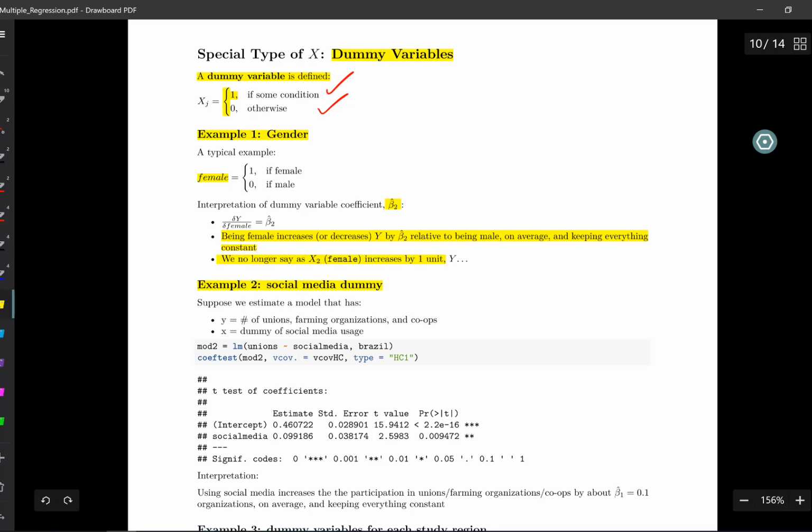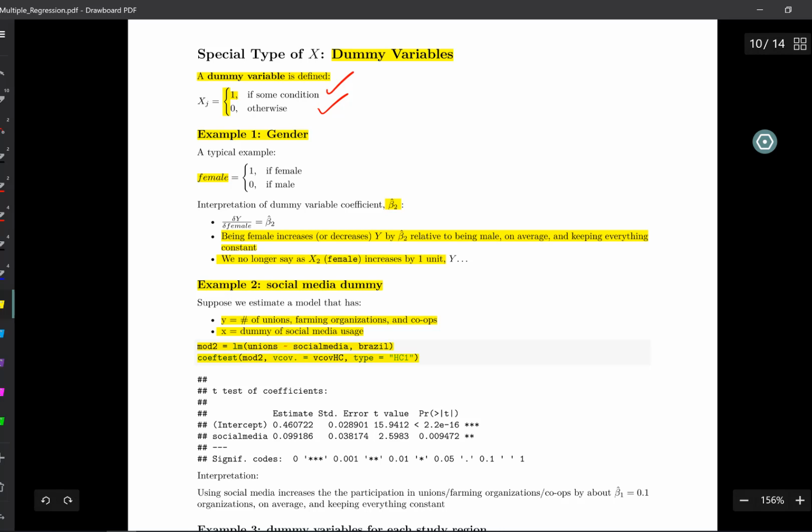Example 2, we can think about our social media dummy variable from the Brazilian dataset. And suppose we have a model where Y is going to be the number of unions, farming organizations, and co-ops the household participates in, and X is going to be the dummy variable for social media usage. We can estimate a simple model where unions is going to be Y and social media is going to be X. So our X is a dummy variable.